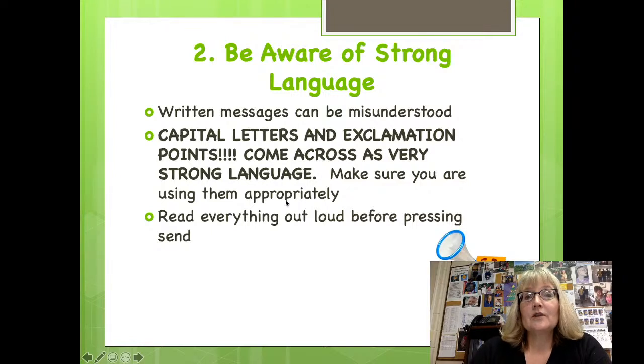Be aware of strong language. Written messages can be misunderstood. Capital letters and exclamation points come across as very strong language, so make sure you use them appropriately.